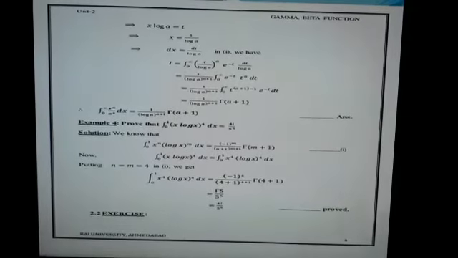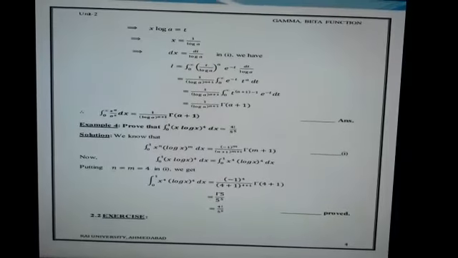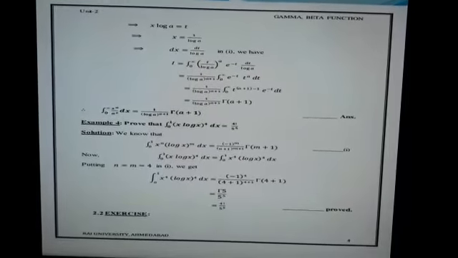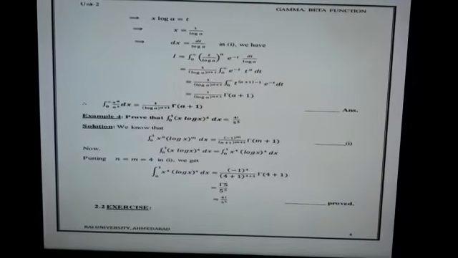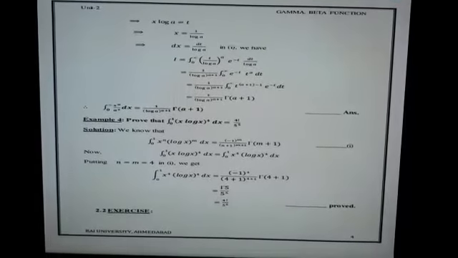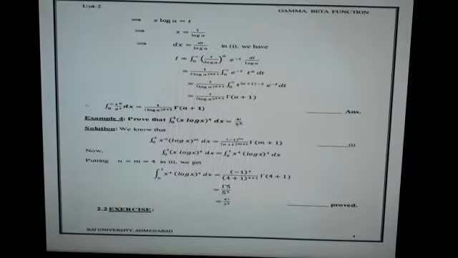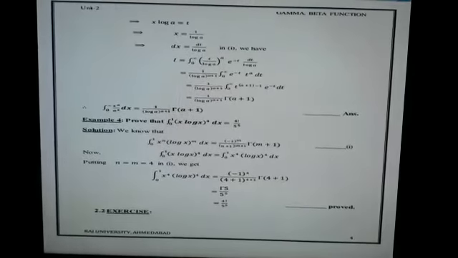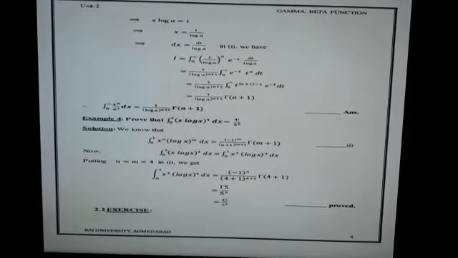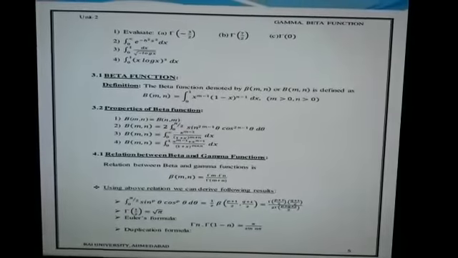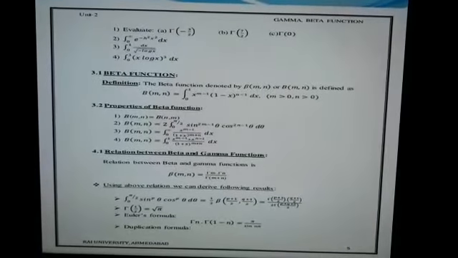But we have seen limit are given 0 to 1. But gamma function says that limit 0 to infinity. So convert 0 to 1 into 0 to infinity. Further we see in next slides. So first of all study beta function.